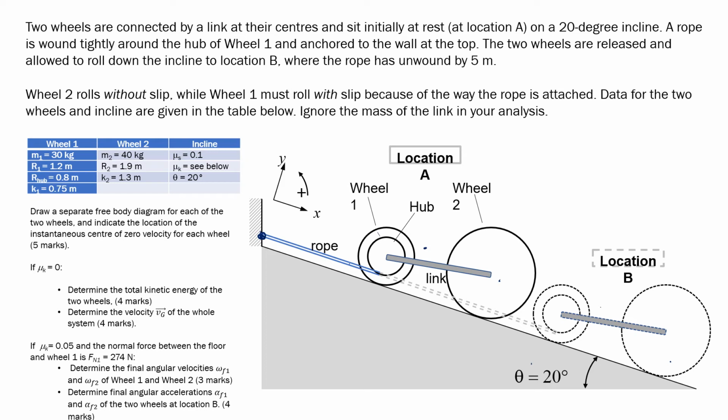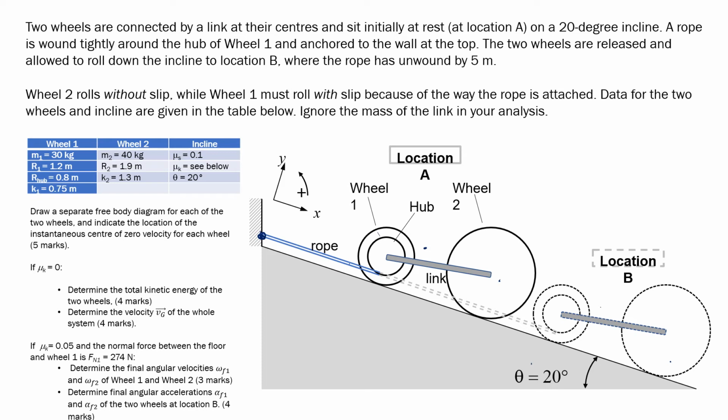Wheel 1 is 30 kilograms, R1 is 1.2 meters, R hub is 0.8 meters, K1, the radius of gyration, is 0.75 meters. Wheel 2 is 40 kilograms, R2 is 1.9 meters, and K2, the radius of gyration, is 1.3 meters. The incline has a coefficient of static friction of 0.1, mu k is as defined below, and theta equals 20 degrees.